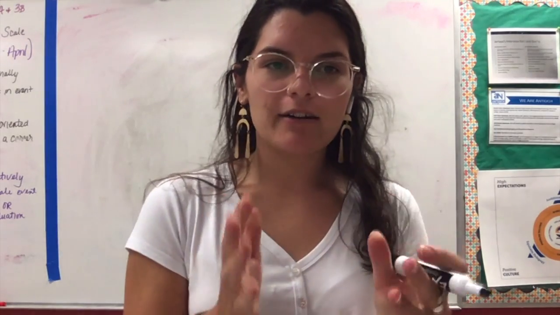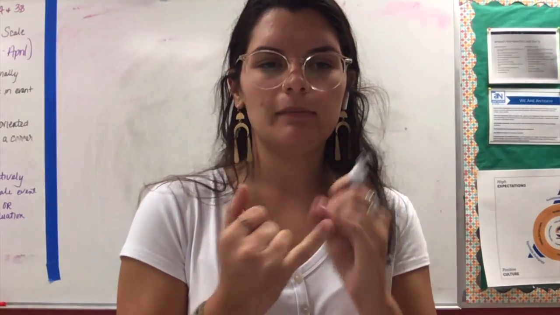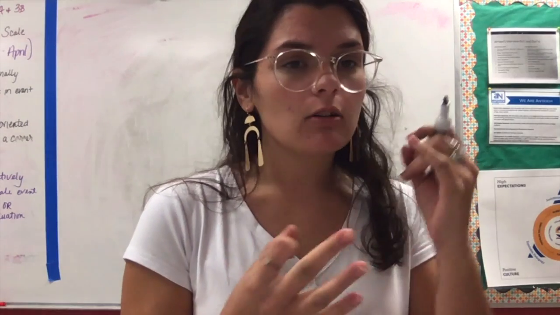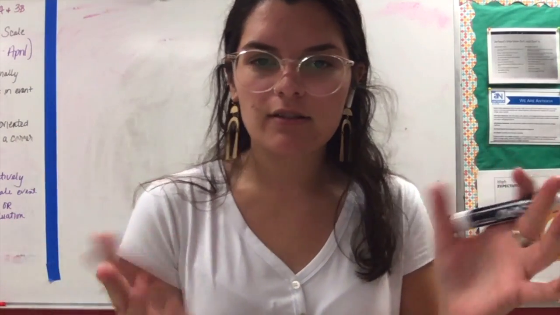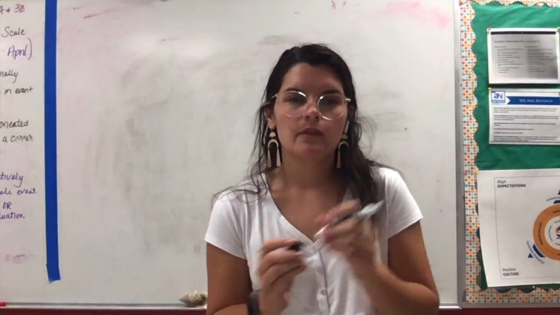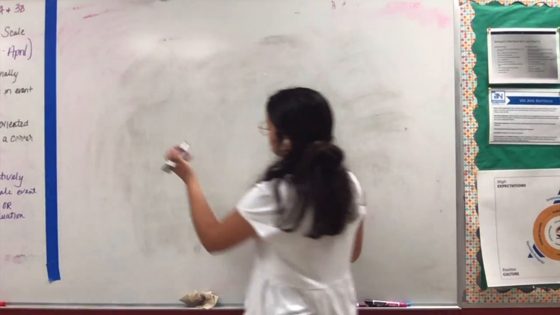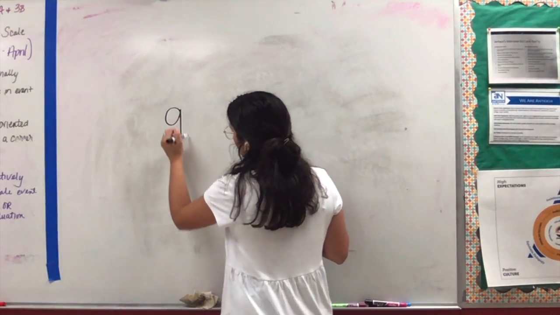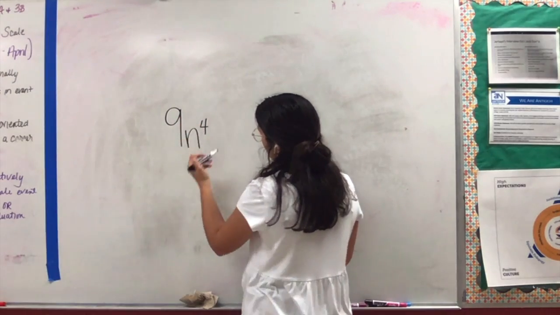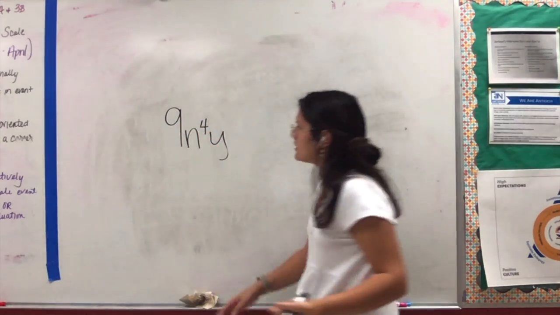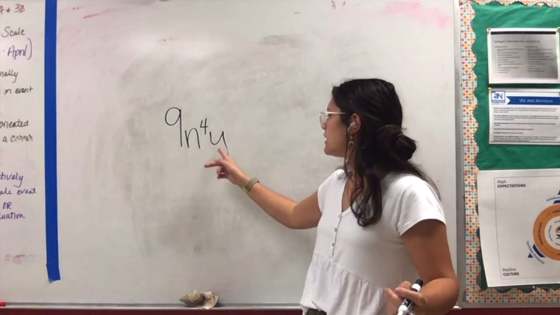Now that we know how to name our polynomials, now that we know what a binomial, trinomial, monomial, and polynomial are, we're going to look at degrees. So I'm going to write a monomial on the board. We're going to have 9n to the 4th power y. Okay, so 9n to the 4th power y.